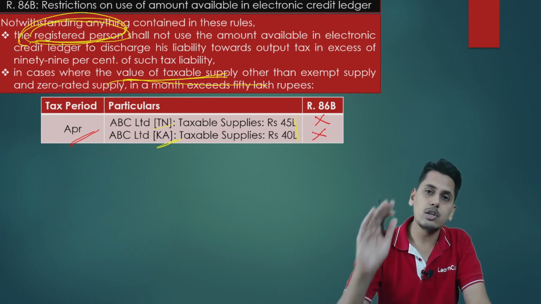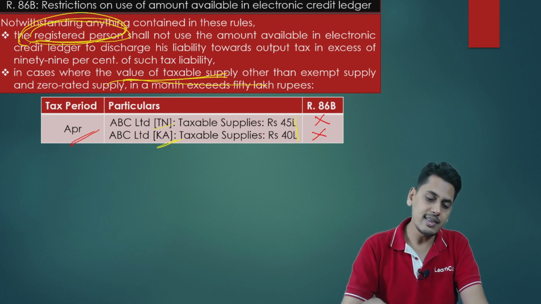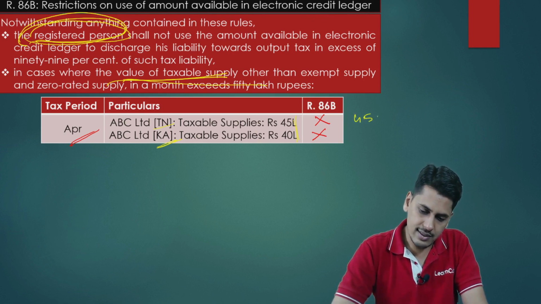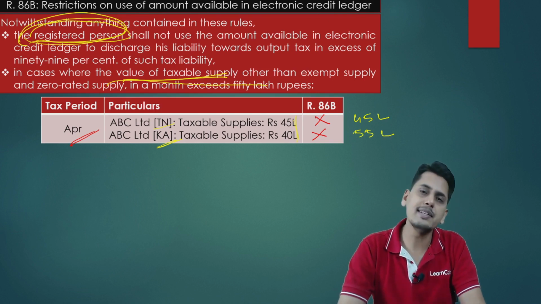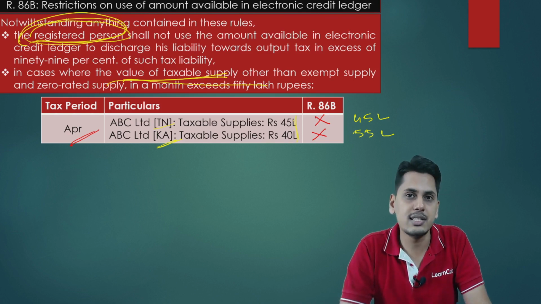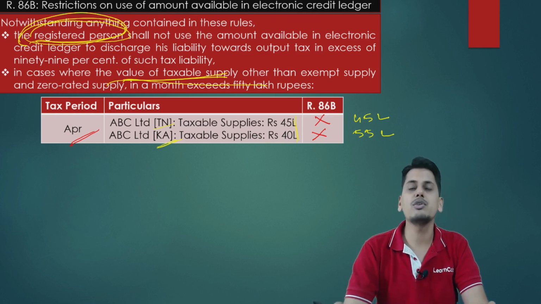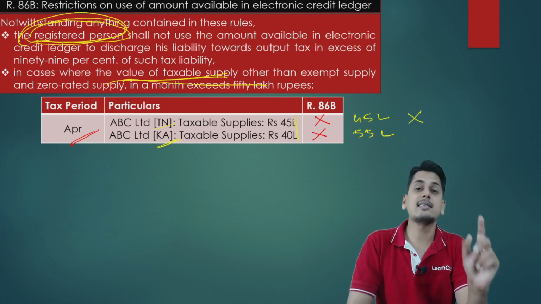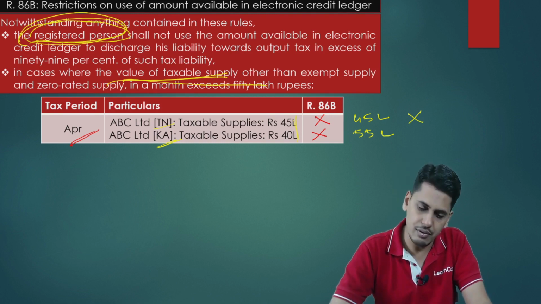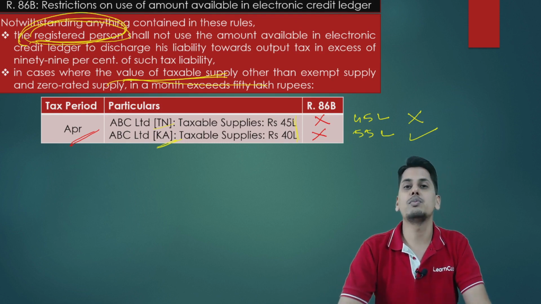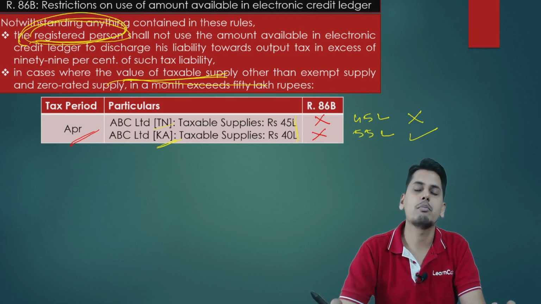Friends, let's just twist this example. Let's say in case of Tamil Nadu, the taxable supplies was 45 lakhs and in Karnataka the taxable supply was 55 lakhs. Now friends, whether 86B is applicable, please understand 86B needs to be checked GSTIN wise. As regards Tamil Nadu's GSTIN, it is 45 lakhs, so therefore 86B not applicable. As regards Karnataka's GSTIN, it has exceeded 50 lakhs, so therefore 86B is applicable. So friends, 86B needs to be checked GSTIN wise and not PAN wise.